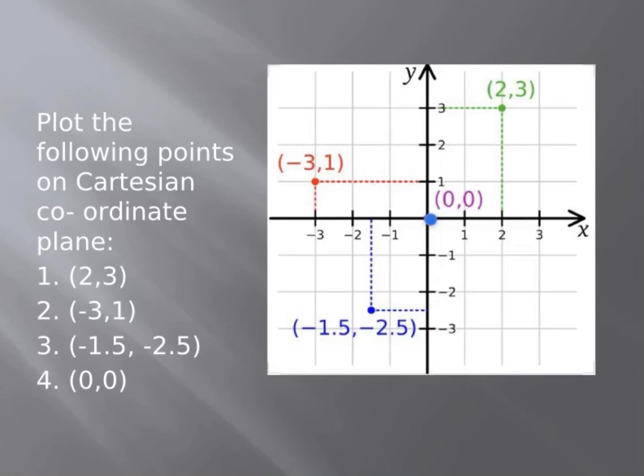And from 1 you have to draw a straight line towards minus 3, that is along OX dash direction, and they both will meet each other at a point which is minus 3, 1.